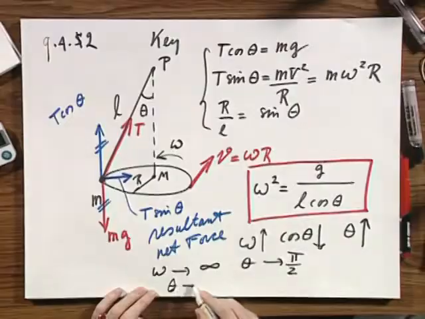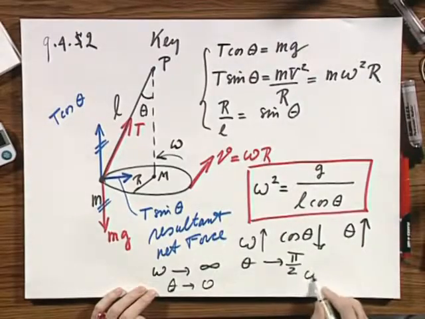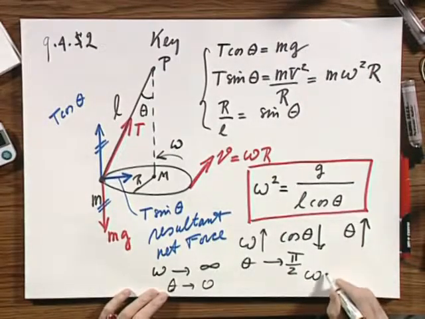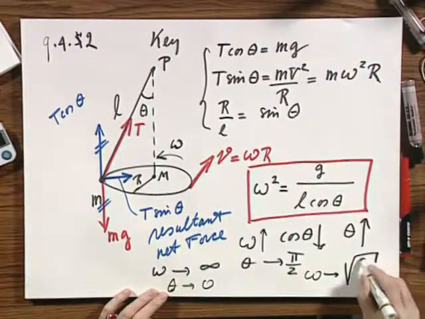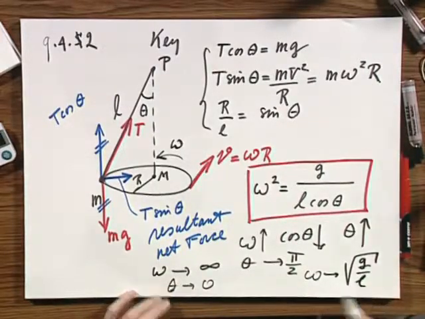When theta goes to 0, omega goes to the square root of g over L, which is exactly the same angular velocity that you would have if the pendulum were just swinging in a plane and not a conical pendulum. And it's not so obvious that that is the case. That is not so intuitive.